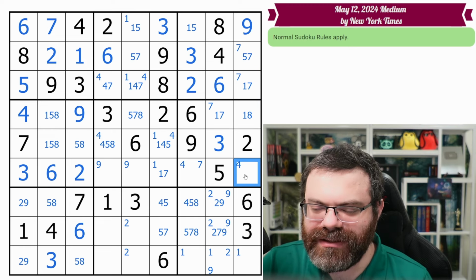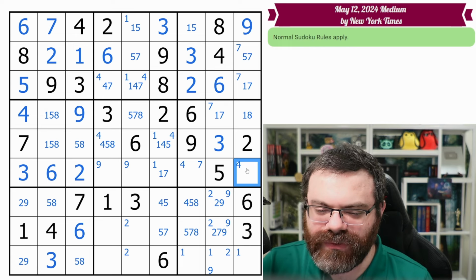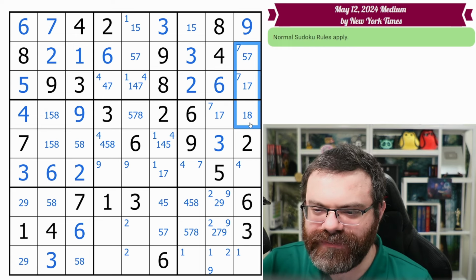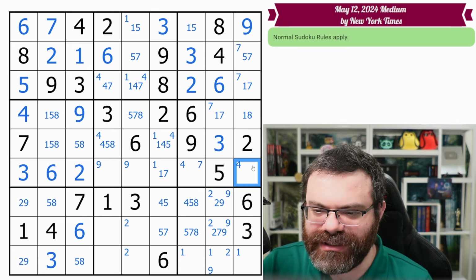1, 2, 3, 4, 5. Yeah, let's think about what this column needs. It needs 1, 4. Now, when I said 4, something I noticed is that none of these were marked with a 4, so I immediately became suspicious. But 4 is down to these 2 cells. We can't actually do anything with that yet.